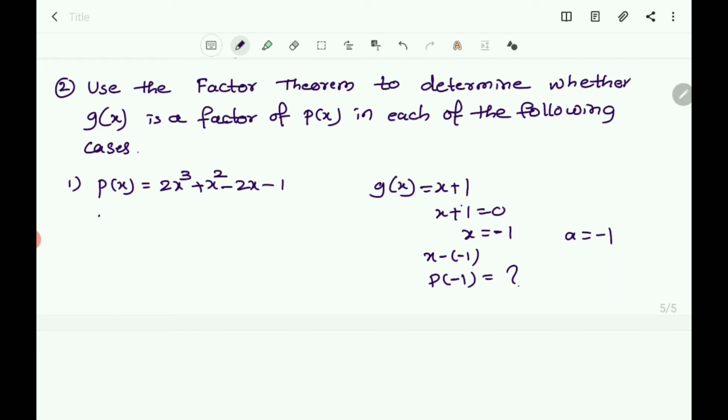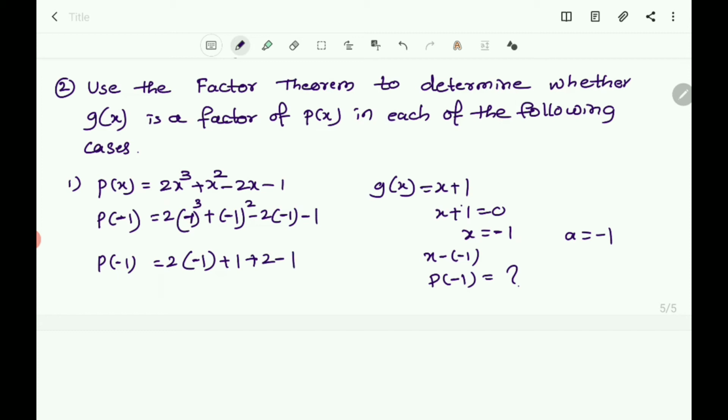So you find p of minus 1 here. p of minus 1 is equals to 2 into minus 1 whole cube plus minus 1 whole square minus 2 into minus 1. So p of minus 1 is equals to 2 into, minus 1 whole cube is minus 1, plus 1, minus 2 into minus 1 is plus 2, minus 1.